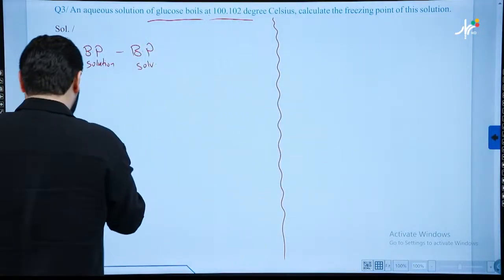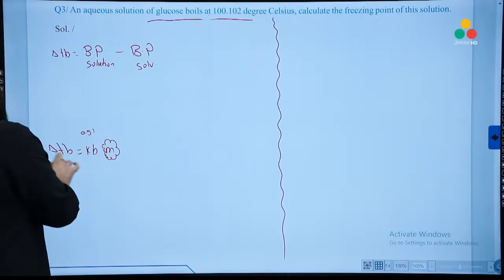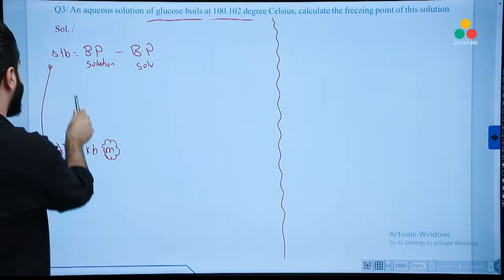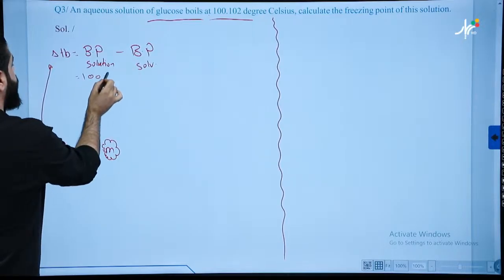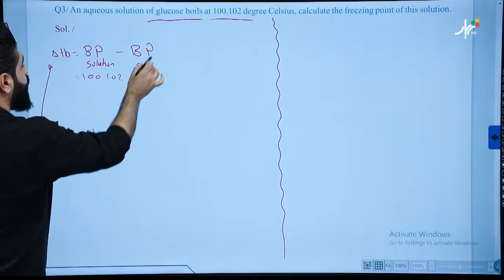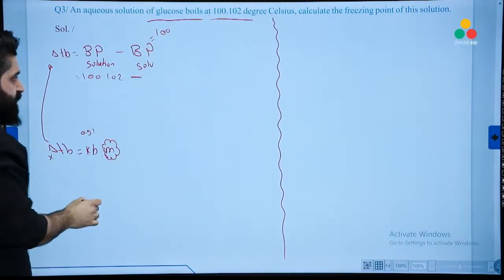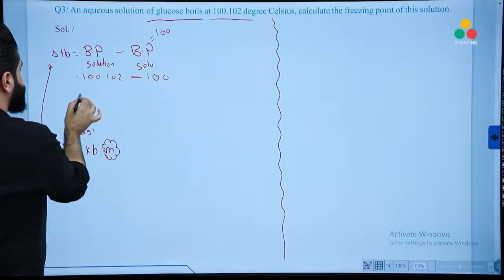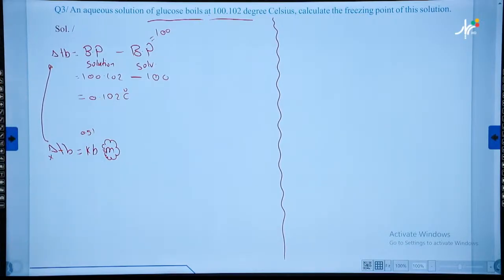So how to calculate this? To do this, we need to have KB. Okay, we know KB. This is 0.51. How about delta TB? We don't have it. So let's take out molality here. Delta TB equals boiling point of solution, which is 100.102, minus boiling point of solvent. Since the solvent is water, the boiling point is 100 for the solvent. 100.102 minus 100 Celsius degree equals 0.102 Celsius. This is the delta TB, the boiling point elevation.